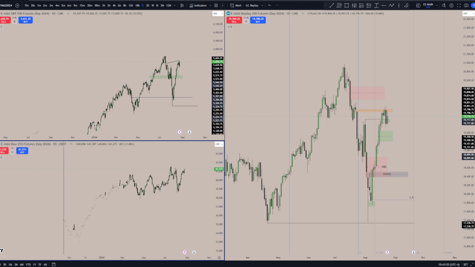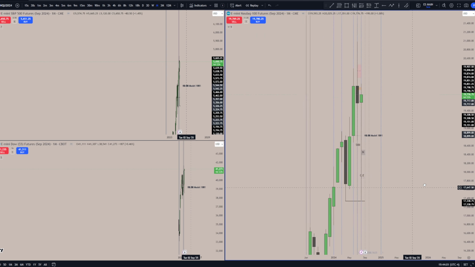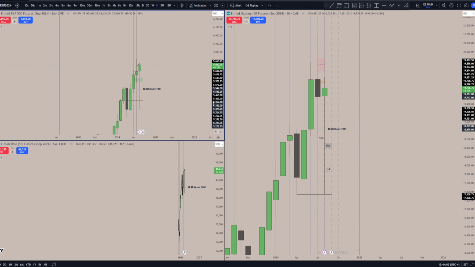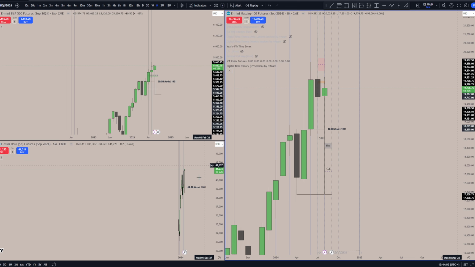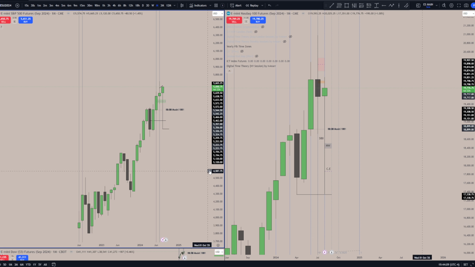And I really like to start off on the higher time frame as usual. We're going to start on the monthly here. I'm going to turn off these indicators just so you guys can see a little clearer. And of course, I'm only going to focus on ES and NQ for this higher time frame one, just because it's a little more interesting than the other things that we have going on here.